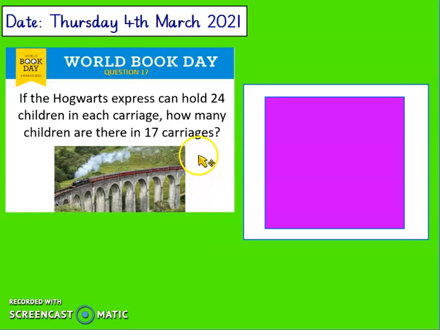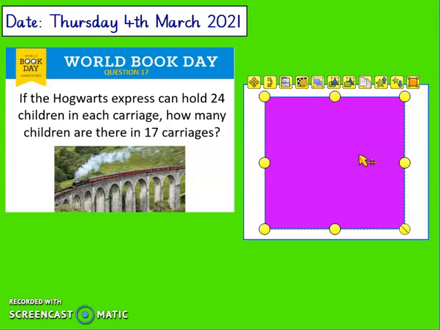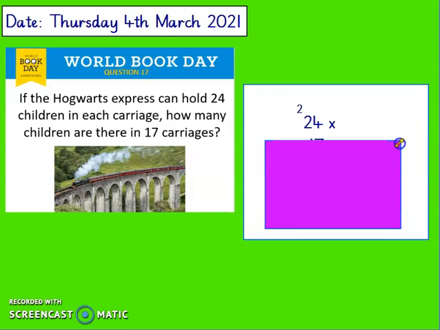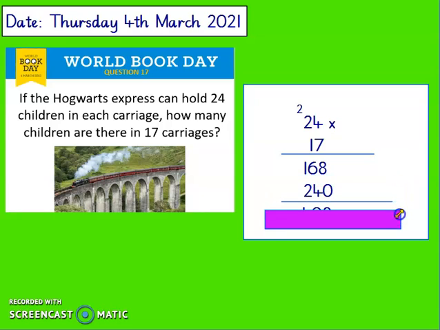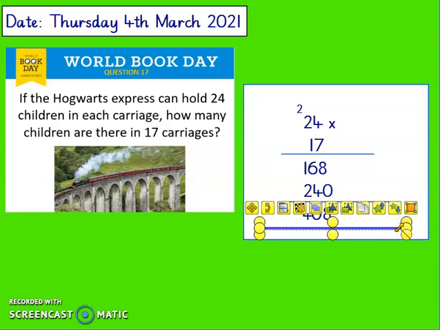So we've got 17 carriages and lots of 24. Remember lots of? What calculation is that? Pause, answer your question and then come back for the answer. So Year 6, you guessed it right. It's a multiplication question. 24 children in each carriage, so we've got 17 lots of 24. So your answer should look something like this. And the final answer is 408 children.